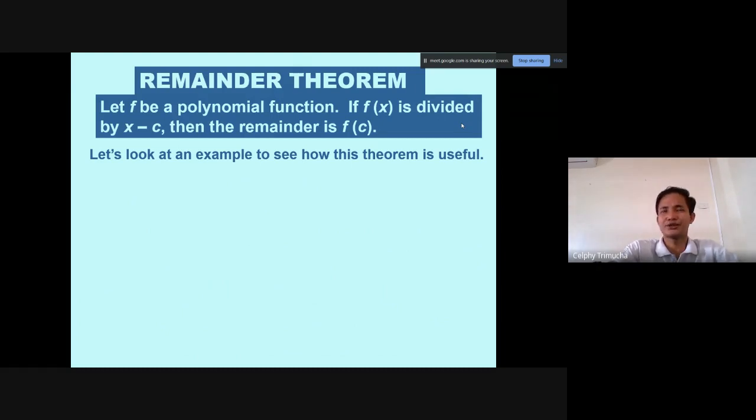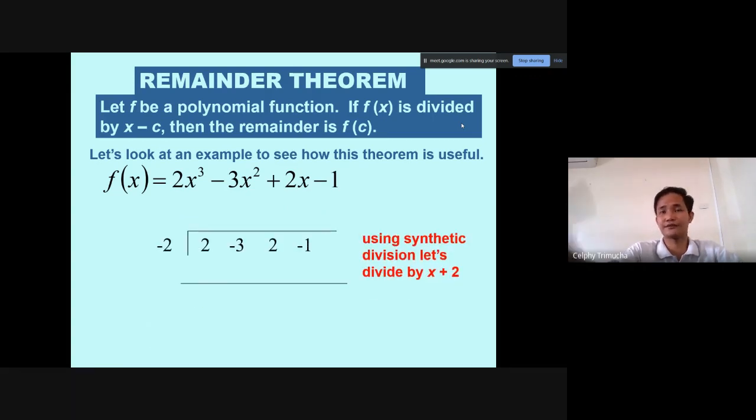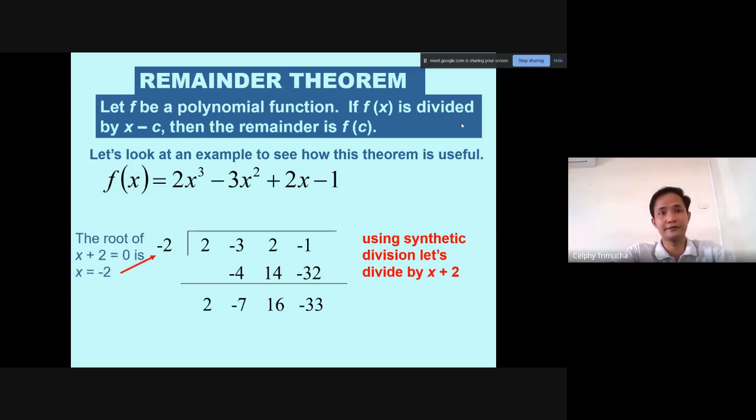So how does it work, sir? What you will do is, for example, given a certain function, and you divide it by synthetic division, for example, we find that our remainder will be equal to negative 33. For example, you are dividing by x plus 2. So the root of x plus 2. So that is what we did. By synthetic division, we come up with an answer, for example negative 33, when we divided, as our remainder. So that is the remainder we get.